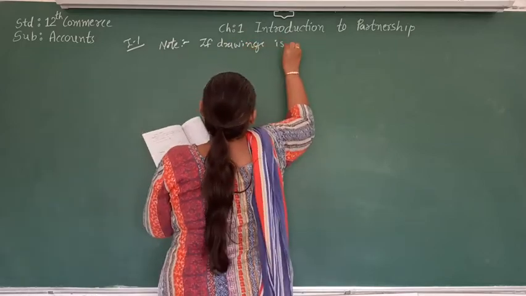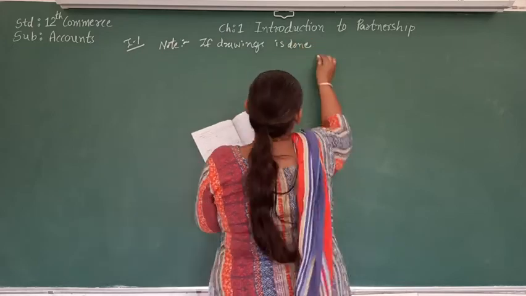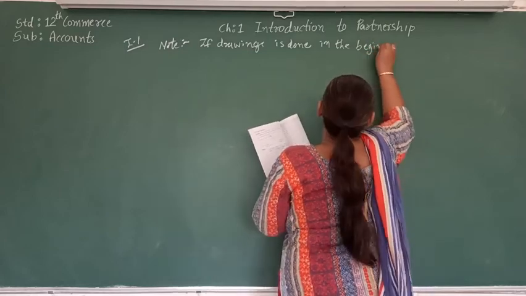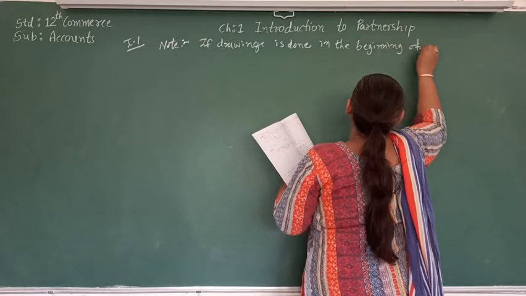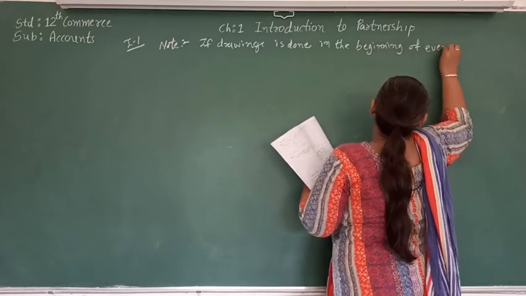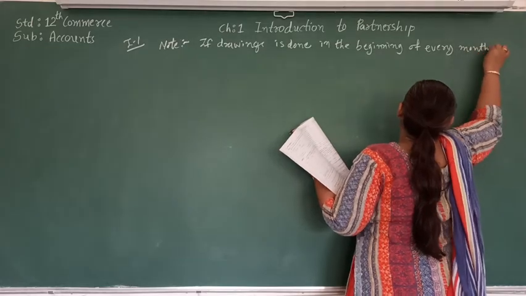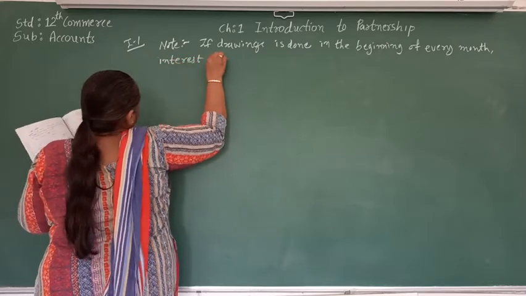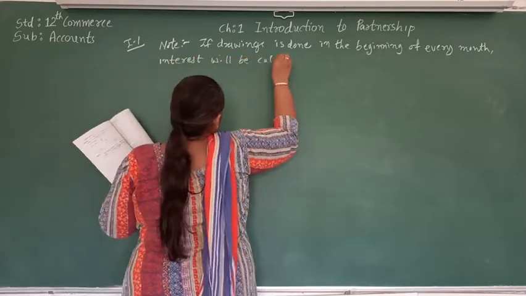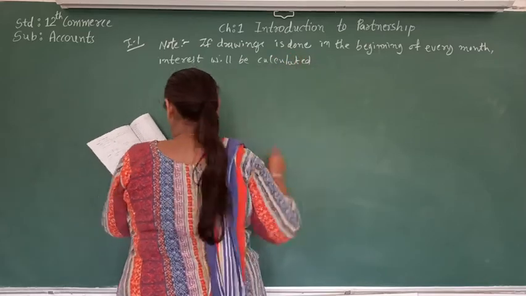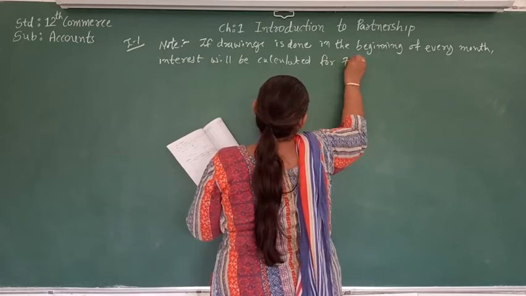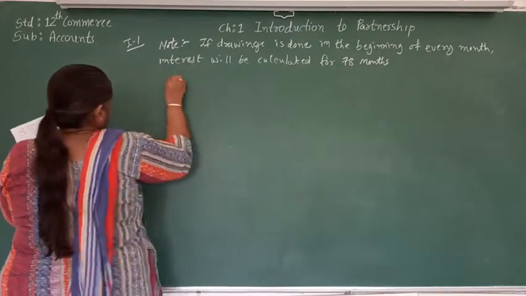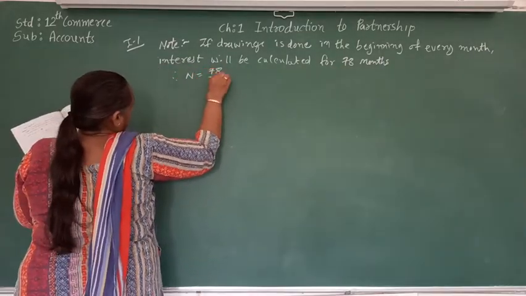That is, if drawing is done in the beginning of every month, interest will be calculated for 7.5 months. That is, N is equal to 78 upon 12.